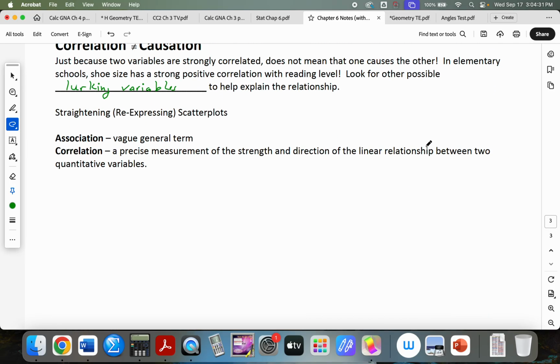So the last thing, keep association and correlation straight in your head. Association is a vague general term, right? Correlation is a precise measurement of the strength and direction of the linear relationship between two quantitative variables. Okay, so correlation coefficient is a number. Again, remember, it's unitless. If anyone tries to tell you it has units, then that's the wrong answer on a multiple choice.